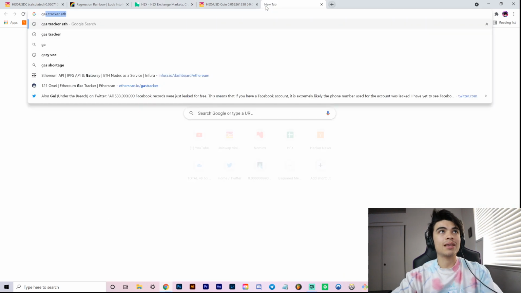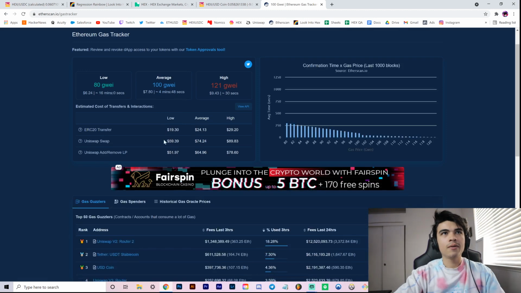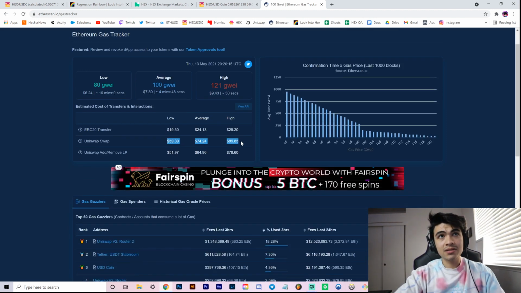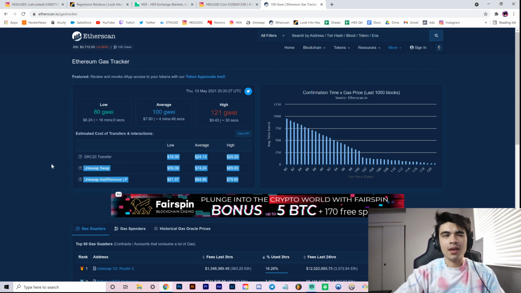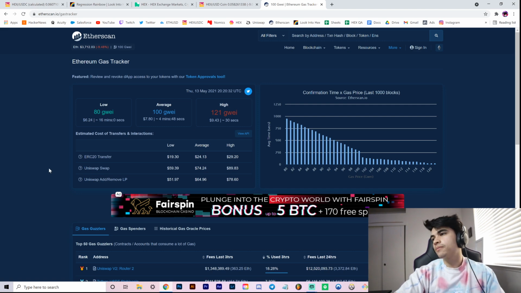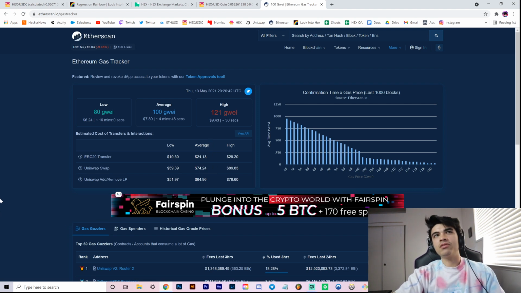So if we go ahead and look up gas tracker ETH, we can see that, well, maybe it's not as bad as it was a couple days ago, but this is still pretty bad. $74 for a swap. That's terrible. I don't want to do that. You probably don't want to do that. Okay. So Ethereum is not very, what's the word? It's not practical to be swapping on Ethereum and using all these Ethereum functions when you're paying an arm and a leg for every single one.